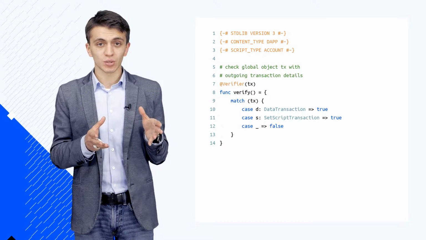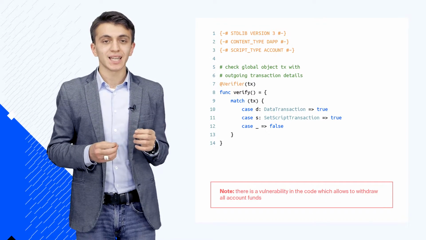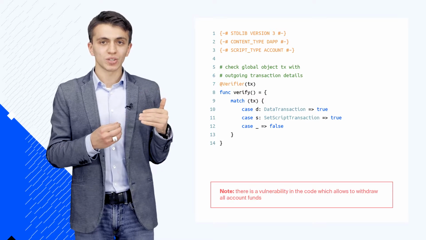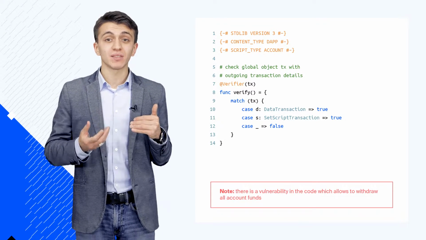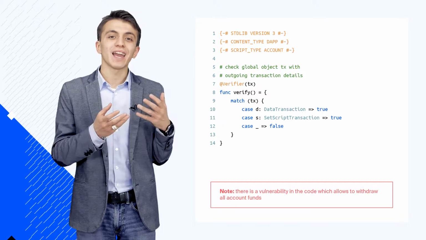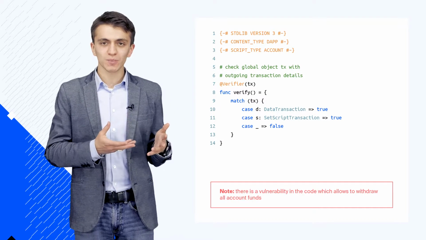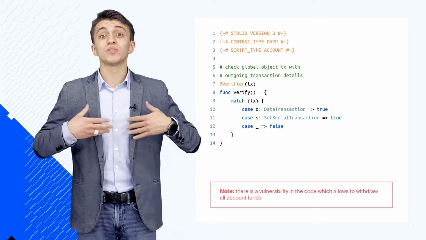Please pay attention to the vulnerability in the code. At this point, any user is able to sign outgoing transactions and even update the smart account logic. So anyone is able to change the account script on this account and withdraw all funds.